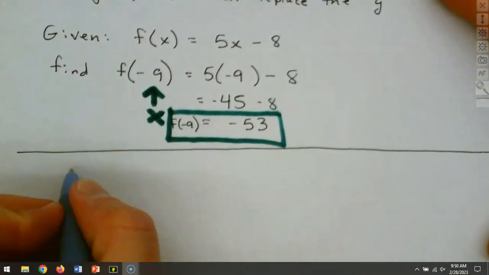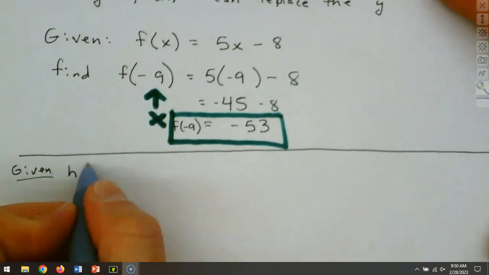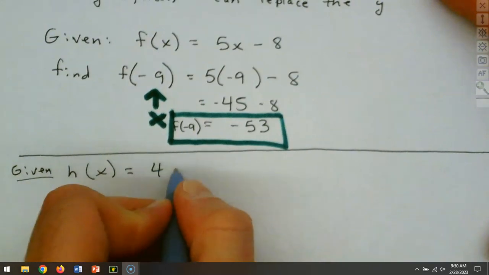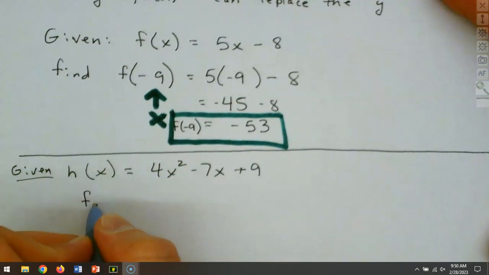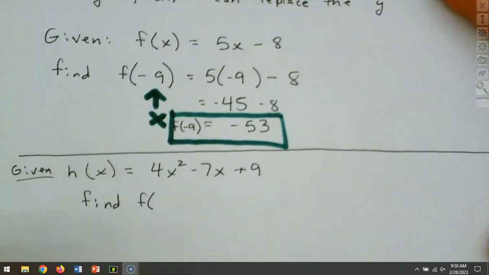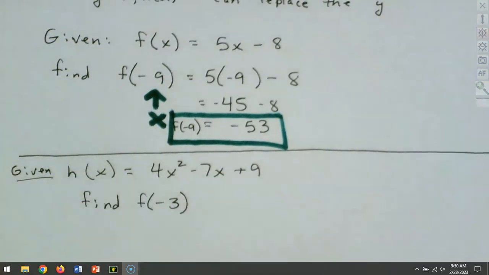I'll give you a different function. How about you're given h of x equals 4x squared minus 7x plus 9. And how about we try to find f of negative 3? So we want to find f of negative 3 here. So what we're going to do is plug in that negative 3. And then we're going to see what we're left with from there. So let's plug in that negative 3.